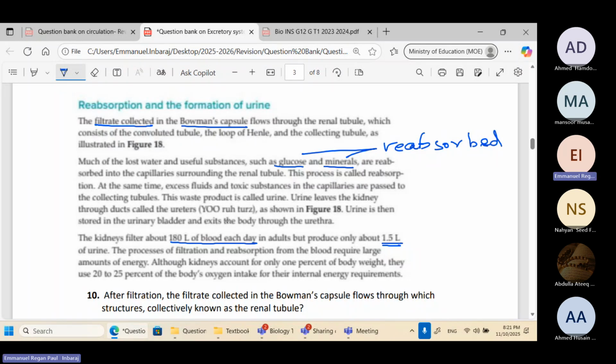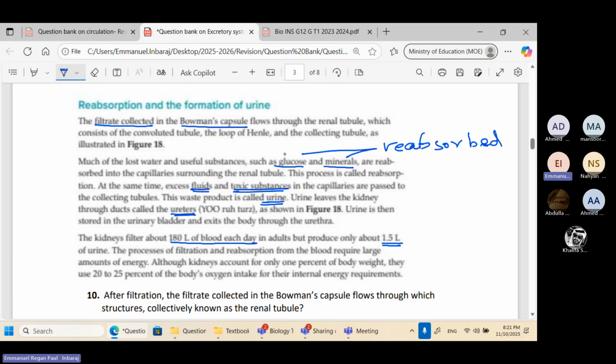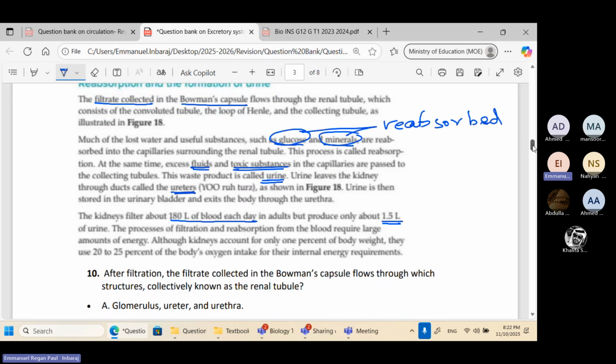So what are the substances that are not reabsorbed? That's urine. In the urine, you will find excess water and toxic substances. These substances will go out of the kidney through the ureter. Okay, so remember this. Very important question. Glucose and minerals are reabsorbed. Reabsorbed means taken back into the blood.